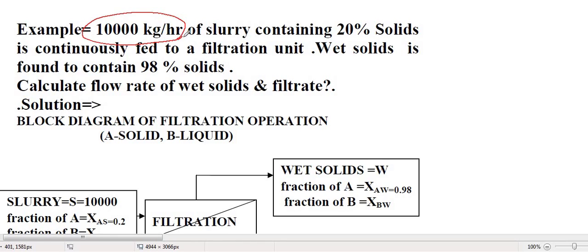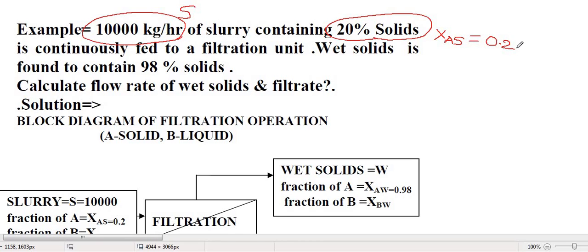When you read this problem, you come to know that this 10,000 kg per hour will be our S, that is the amount of slurry. That contains 20% solids. As this contains 20% solid, XAS, the fraction of solids in slurry, will be 20 divided by 100, so you get fraction 0.2.